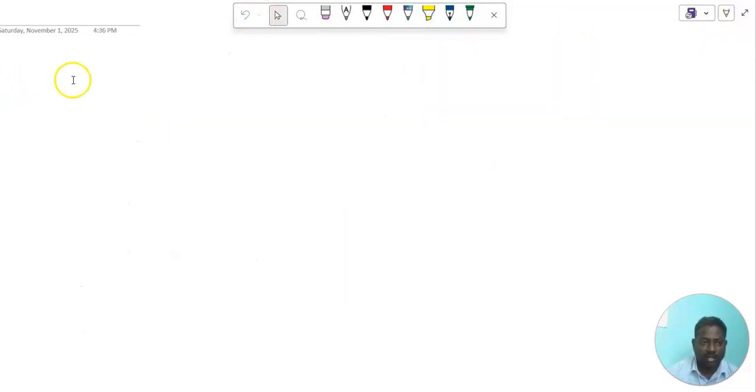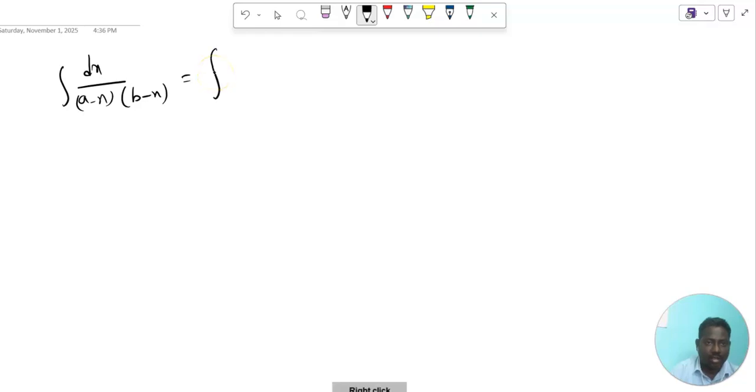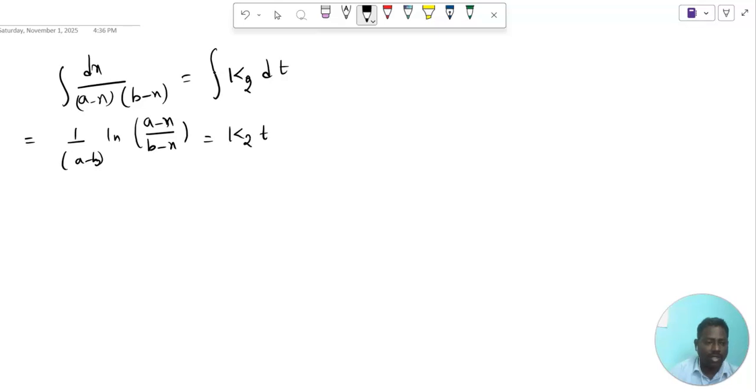Now you can integrate. Integrate the equation dx by (a minus x)(b minus x) equal to k2 into dt. On integrating dx by (a minus x)(b minus x), it will be 1 by (a minus b) ln of (a minus x) by (b minus x), equal to k2 into t plus the integration constant c. This is a mathematical derivation, which you can directly remember. If you remember this one, then it is very easy to follow the next step.